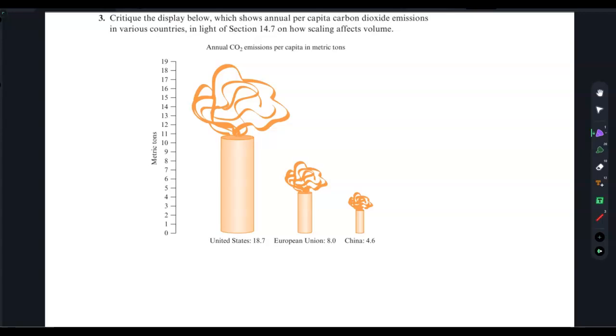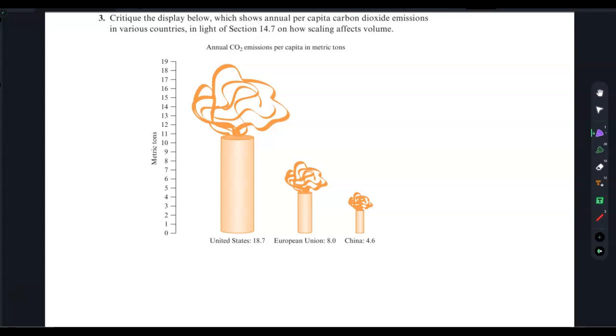Critique the display below, which shows annual per capita carbon dioxide emissions in various countries in light of section 14.7 on how scaling affects volume. So you can see here that they're using a pictograph, and pictographs are hard to do without being misleading.